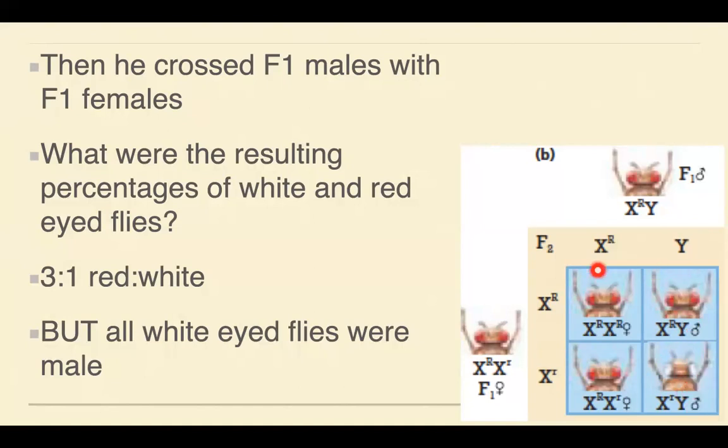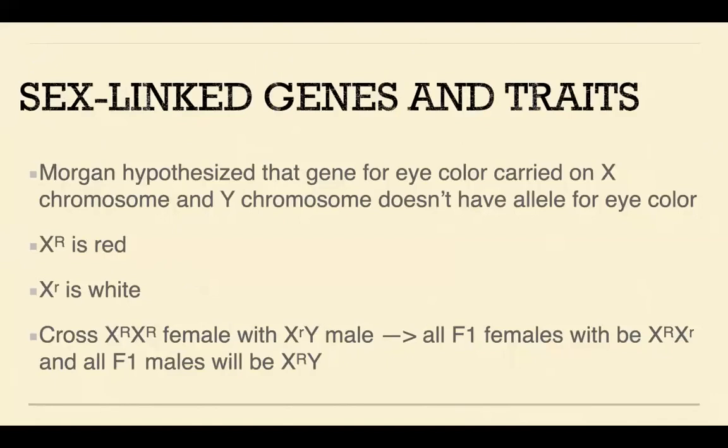You never had white eyes on females in the F2 generation, even though you still got the very typical 3-to-1 ratio for a recessive trait, but you only find white eyes on the males. So Morgan hypothesized that the gene for eye color is carried on the X chromosome, and the Y chromosome doesn't have an allele for eye color. So you've got X with a capital R is red and X with a lowercase r is white.